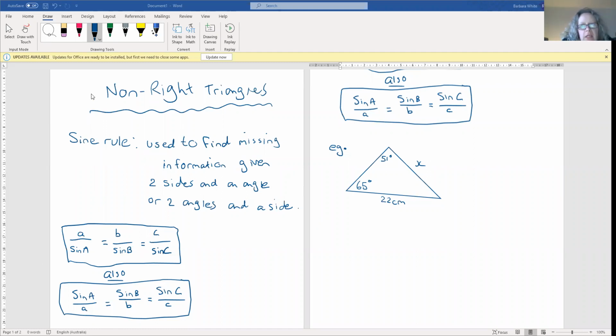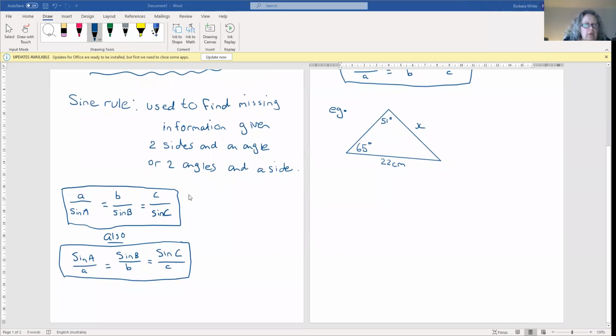There's a couple of things we can do working with triangles that don't have right angles. If you are given two sides and an angle, or two angles and a side, you can use the sine rule to work out the rest of the information. Here is the sine rule that we wrote on the board today. You can write it this way, and it's the same written this way.